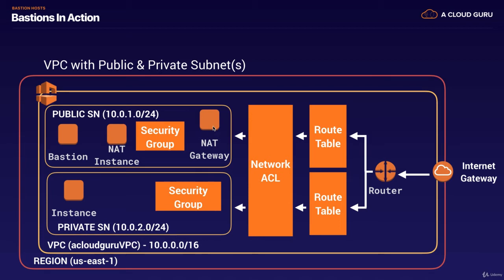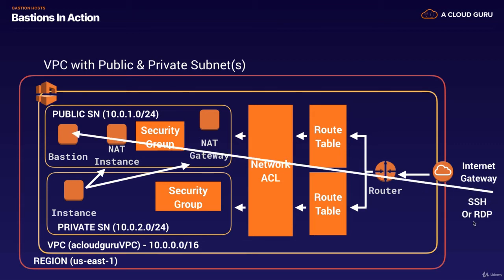So when our instances in our private subnets need to access the internet, they do so via either a NAT instance or a NAT gateway. So that's when they're downloading patches or installing software, etc. But if we need to go in and administer this environment, what would typically happen?